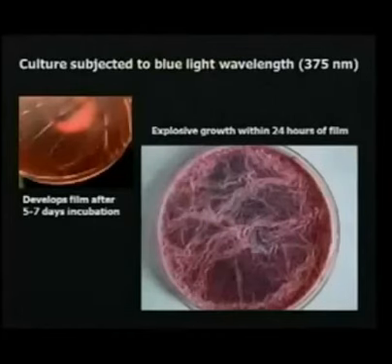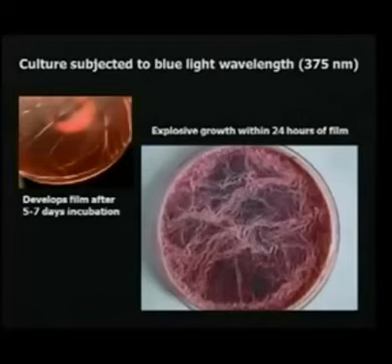Recent work by Clifford Carnicom reveals that a filament culture subjected to a blue light frequency, that's 375 nanometers, resulted in explosive growth of the culture within 24 hours after the initial incubation. So he put the blue light on, incubated it for 5 to 7 days, and then it exploded into all those little fibers that you see. We now live in a frequency-filled world. I don't have time to address HAARP, artificial weather, and the enormous spread of unnatural frequencies that are affecting the Earth today, but I will say this.